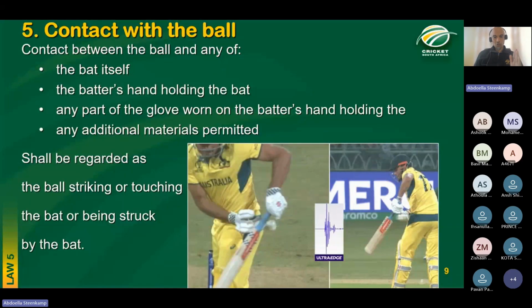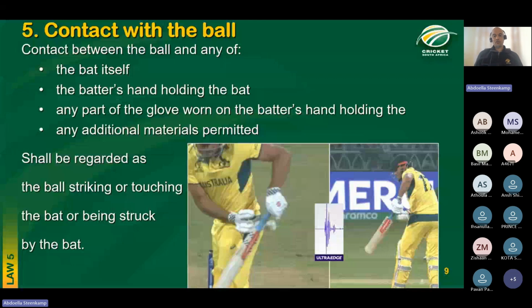If the ball makes contact with any of those additional materials, any part of the glove on the batter's hand that is holding the bat, or the batter's hand holding the bat if he has no gloves on, or the whole bat itself, the law sees this as the ball touching the bat. And if it touches the bat and goes to, let's say, the keeper, and there's an appeal, and the umpire is convinced of the edge, the umpire gives the batter out.